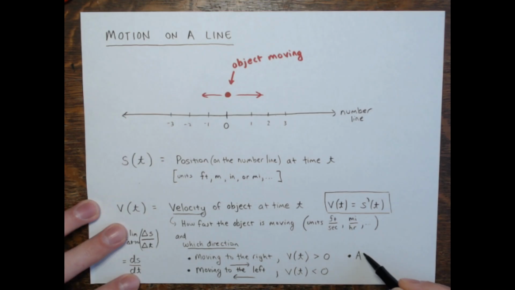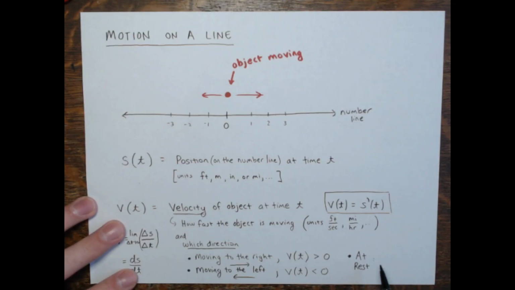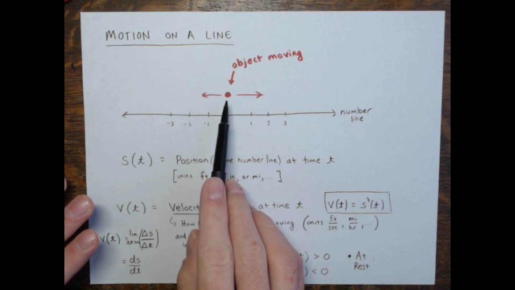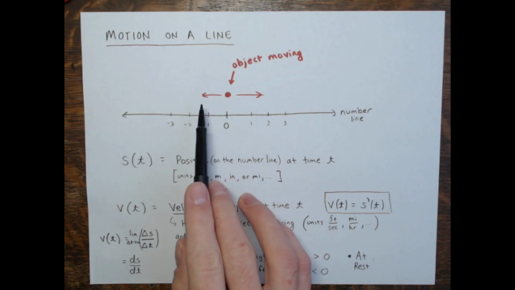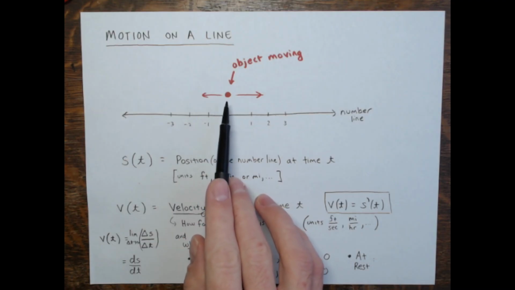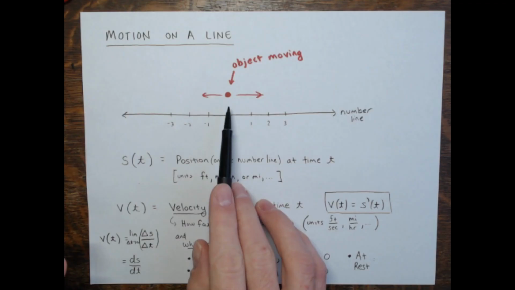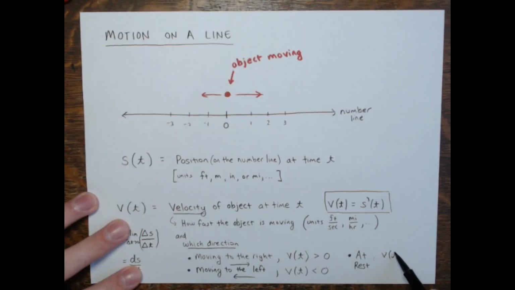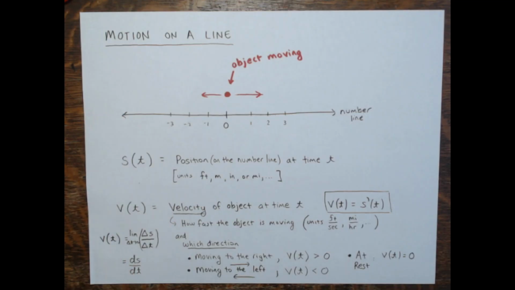And then you'll see these words as well. If an object is at rest, the words at rest simply mean that at that moment the object is neither moving right nor left. It's at a standstill. It's at rest. So that's where your velocity is equal to 0.